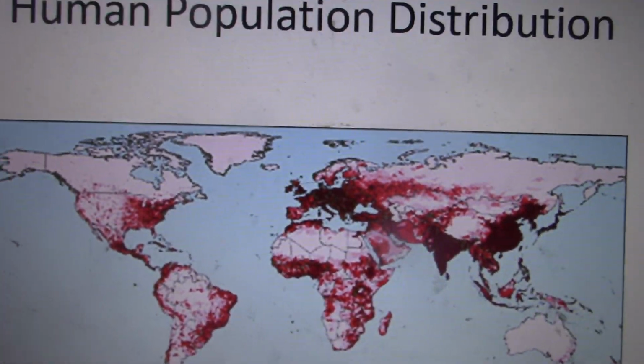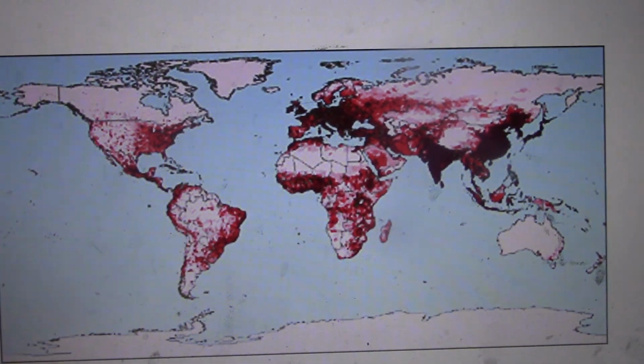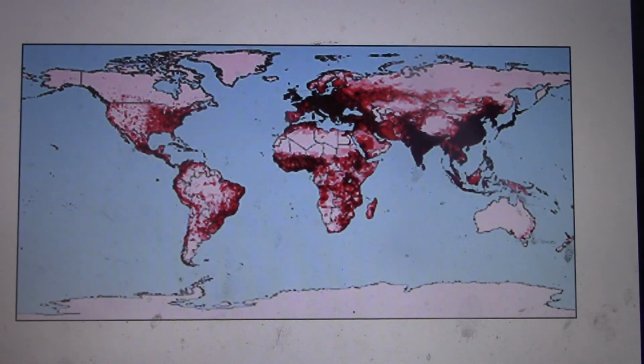So think about population distribution patterns in relation to what we would be looking at poaching-wise. We're going to be looking for areas with resources in order to be able to find these animals.